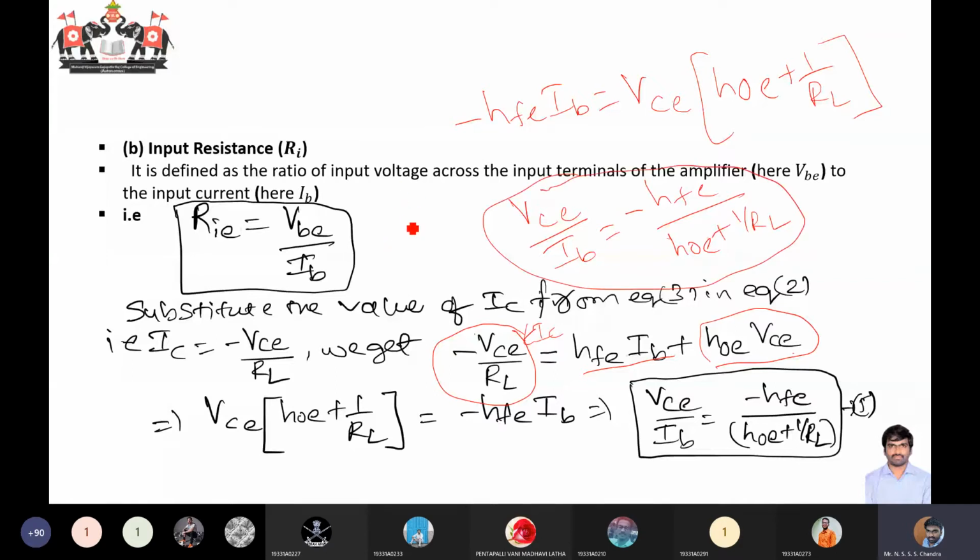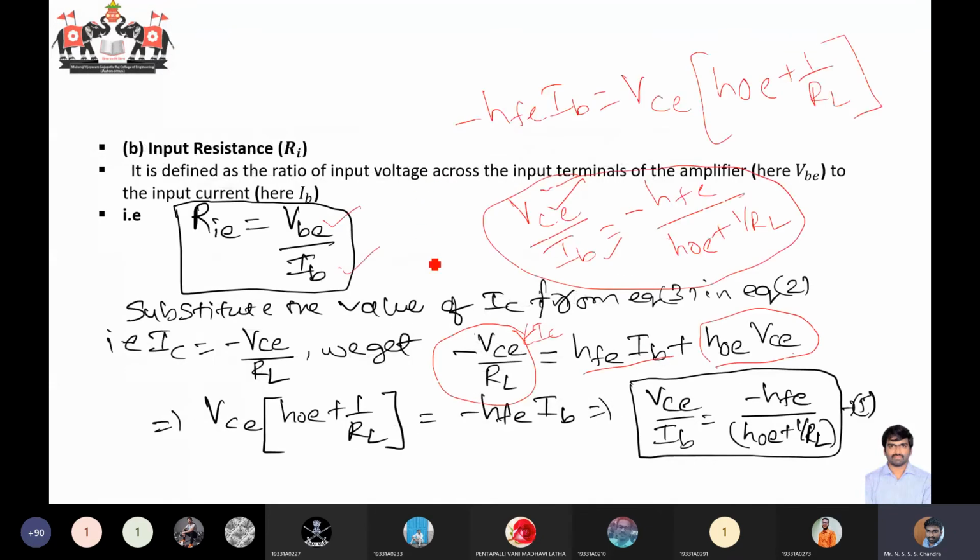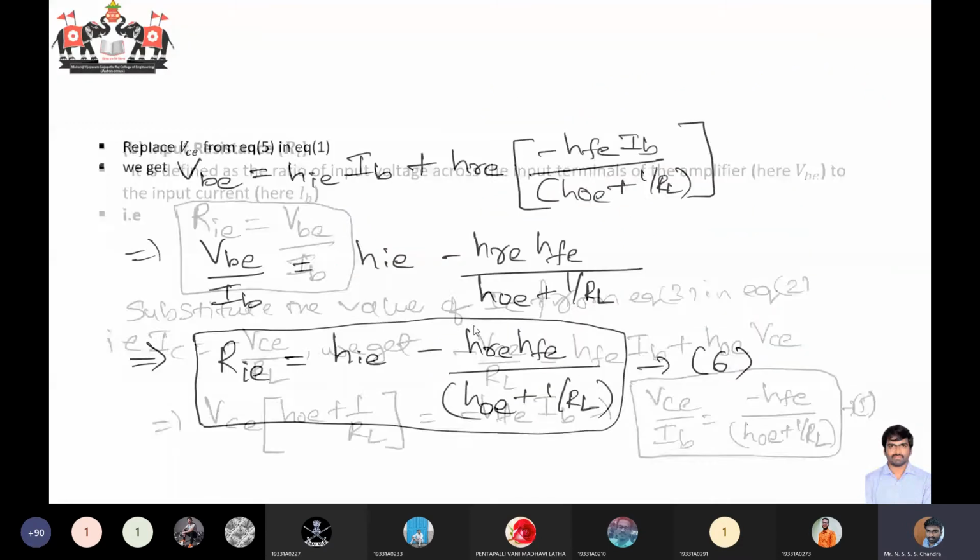But still this is not the ratio that we require. The ratio that we require is VBE by IB, but we got the ratio of VCE by IB. So still we need to know the ratio of VBE by IB. So our derivation is not over. Keep it aside. Now I got the value of VCE by IB, and I'll be utilizing it in equation number 1.